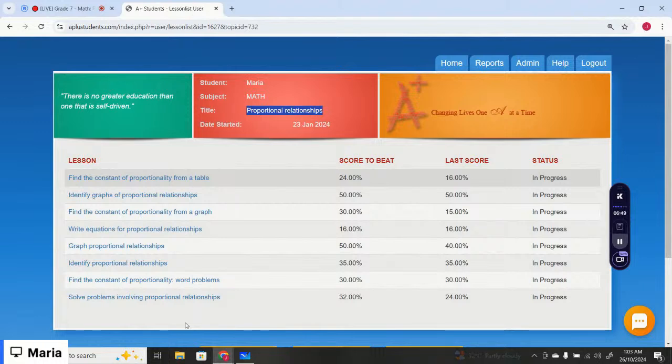So here I'm on grade 7 math. The chapter we're on right now is proportional relationships. Let's just start with the first lesson, that is find the constant of proportionality from a table.